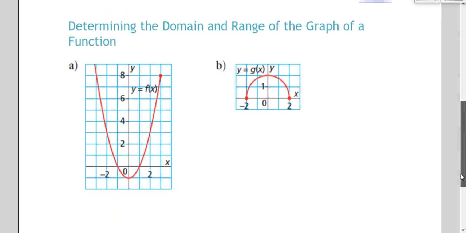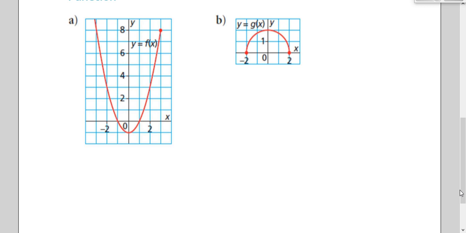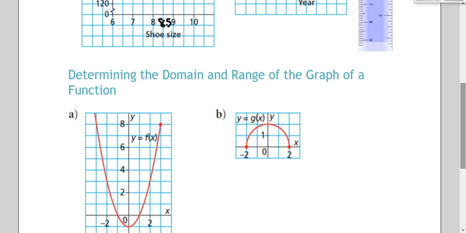Determining the domain and range of the graph of a function. So these are functions because they pass the vertical line test. So the domain, remember, is the independent values, so our x values. So what we can do here, I'm going to use the ruler again because I think it's really nice to iterate what's happening here.